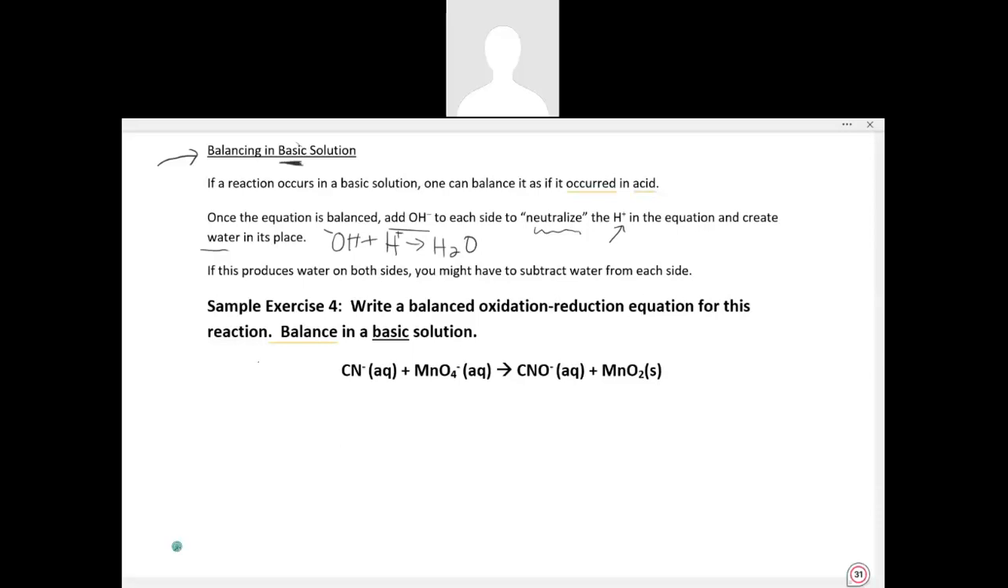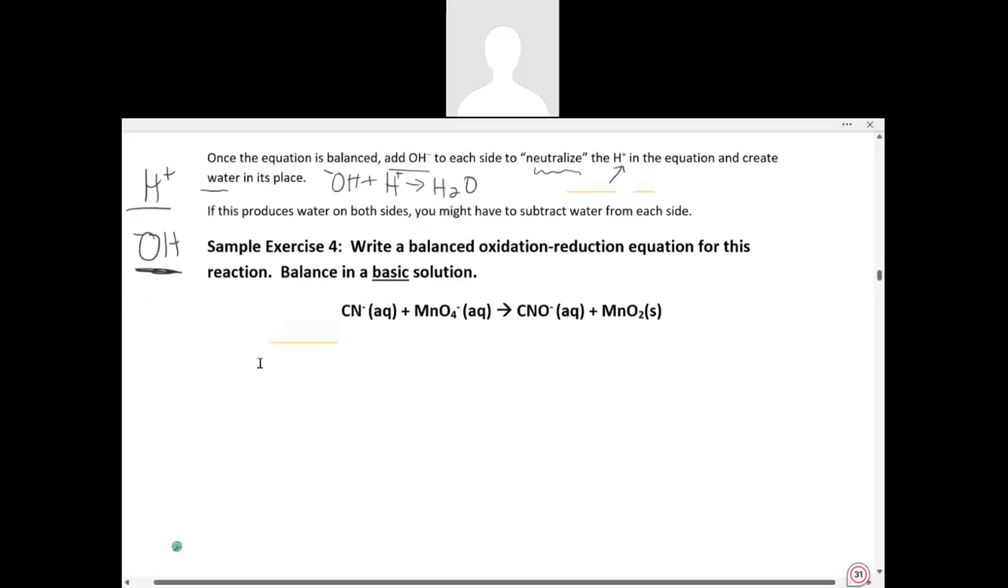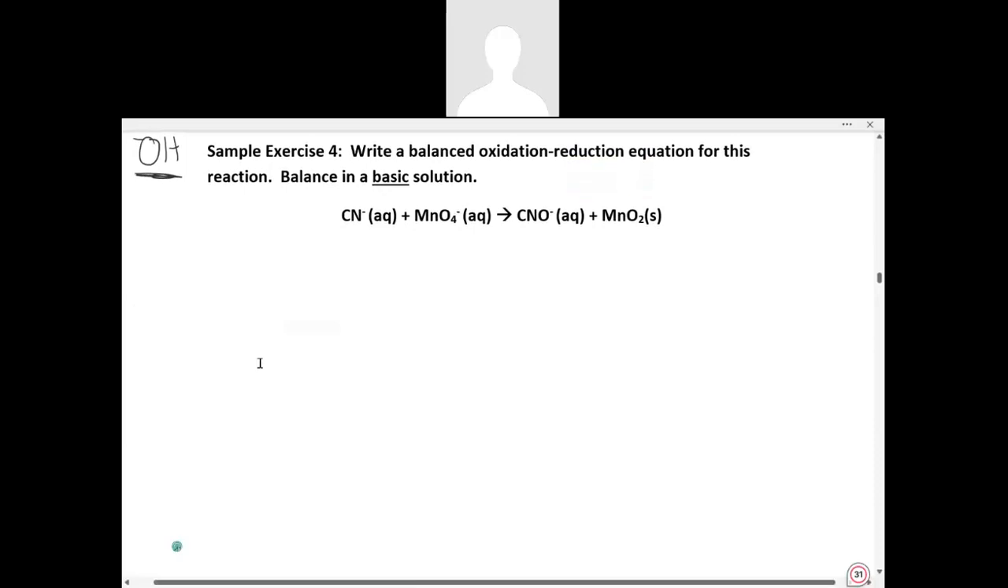You always know you're in acidic conditions because you see H plus in your final balanced equation. Now we're going to see OH negative in our final balanced overall oxidation reduction equation after we balance it in our basic solution. So let's take a look at what the differences will be here.